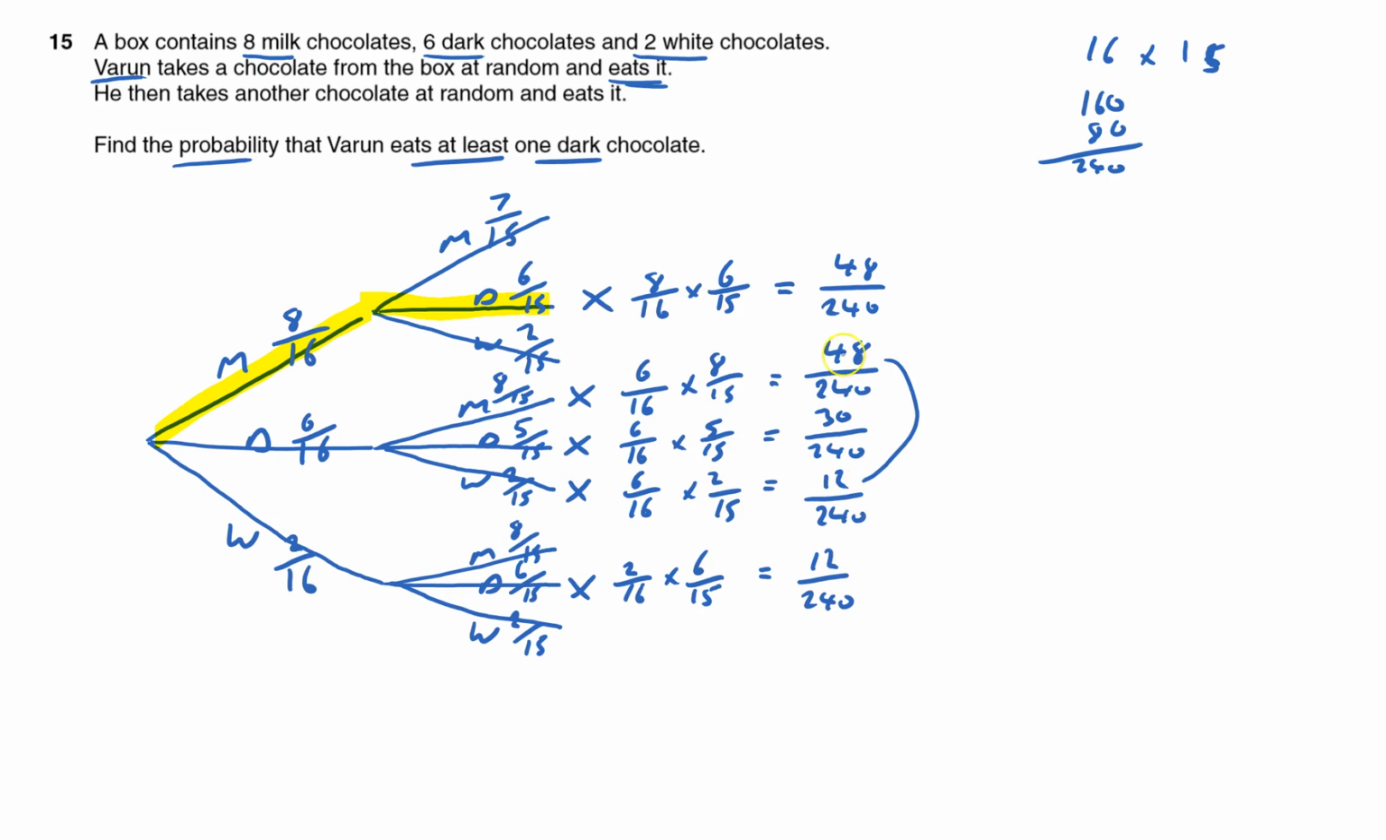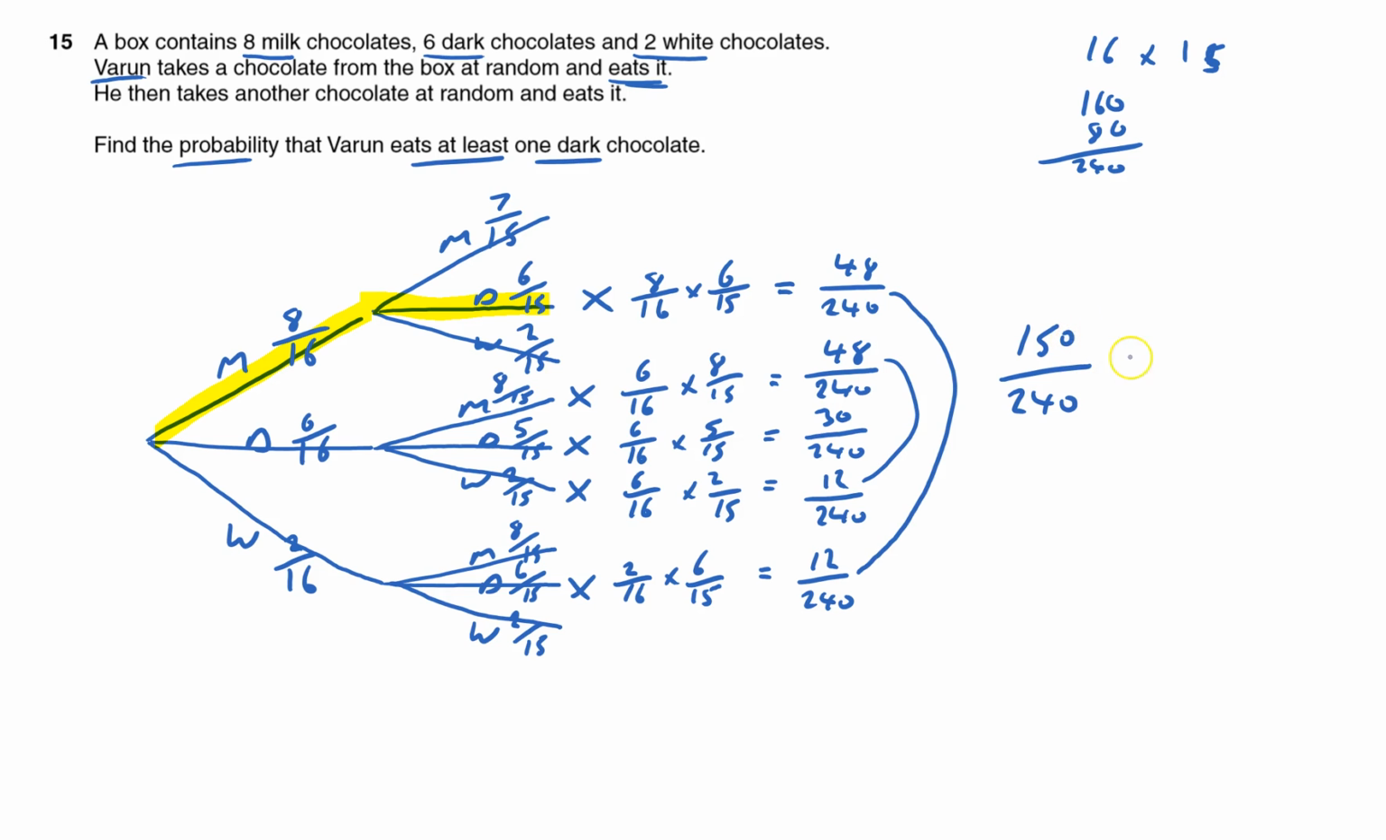48 and 12 will be 60. And that 48 and that 12 is another 60, so that's 120. Plus that 30 there is 150 out of 240. And that's the probability. I could probably leave it like that for my 4 marks.